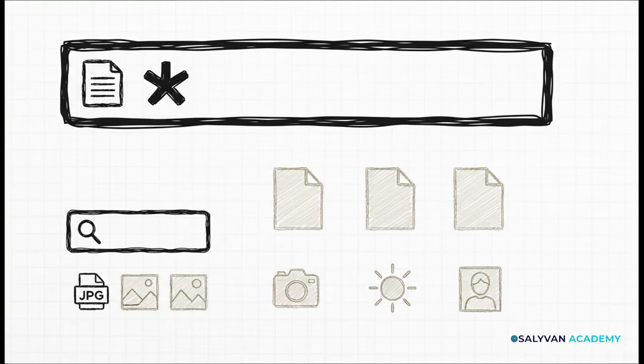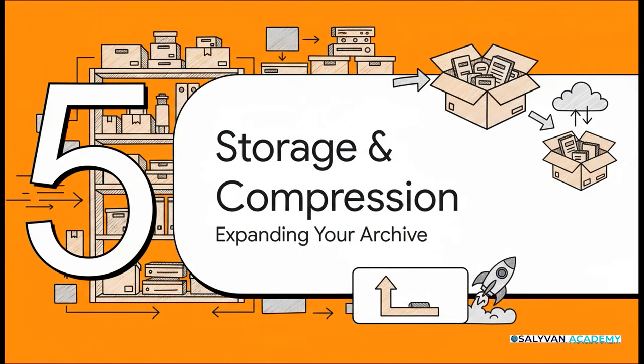And don't just type a single word into that search bar. You gotta be strategic. The asterisk key is your secret weapon. It's a wildcard that basically means anything. So if you search for report star, it'll find report_final, report_draft v2, anything that starts with report. You can also search by file type. Just type in .jpeg and boom, you'll instantly find every single image in that folder. It's so useful.